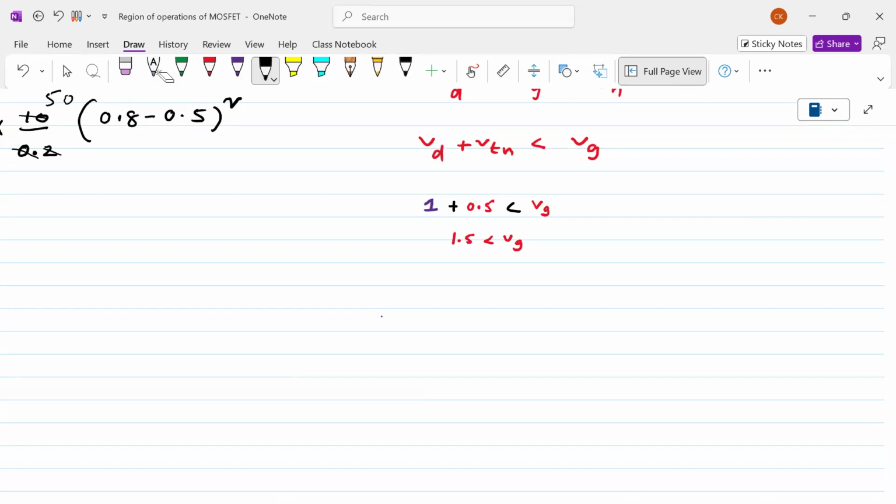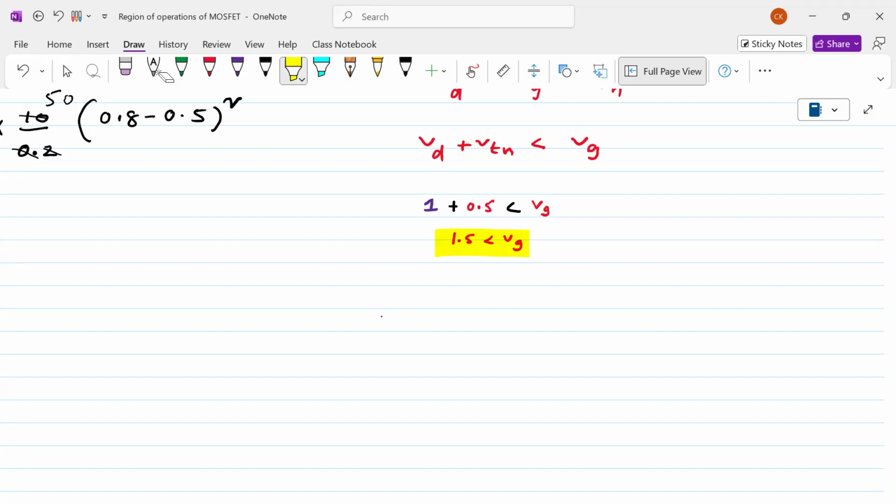Definitely it will go deeper into the linear region. If the VG value is more than 1.5, deeper and deeper, 1.5, 1.7, 1.8, 3 volts, if you go to higher values, it will go deeper into the linear region. Not cutoff, because VGS is more than the threshold voltage, right? It cannot go to cutoff already because VGS is more than the threshold voltage. Am I right or not? Okay, so that's how we have to identify.